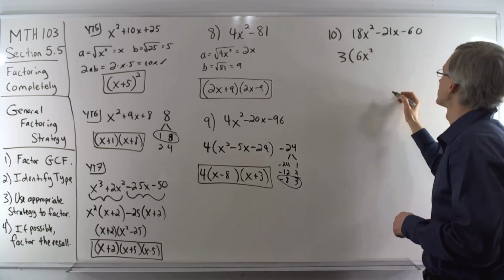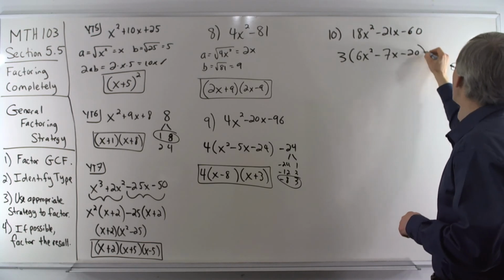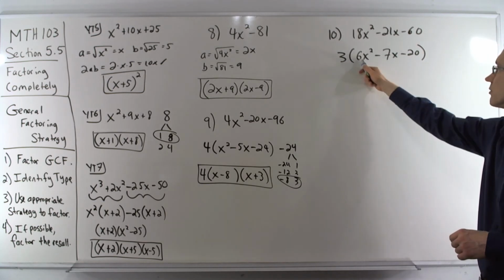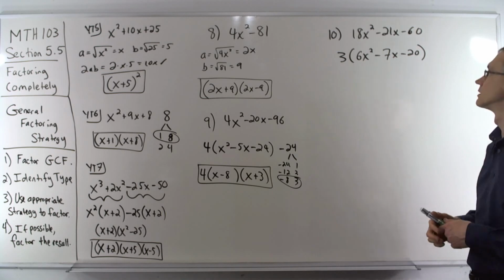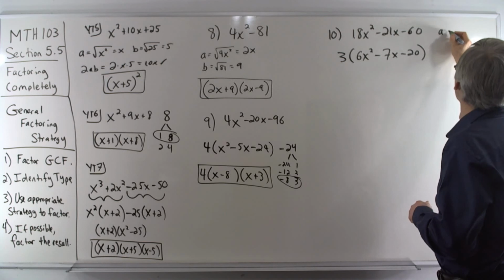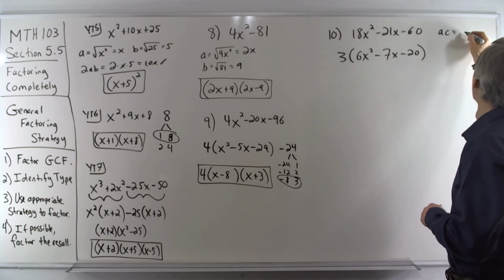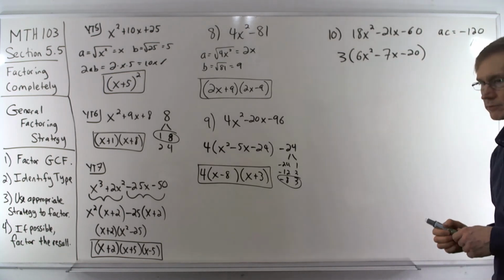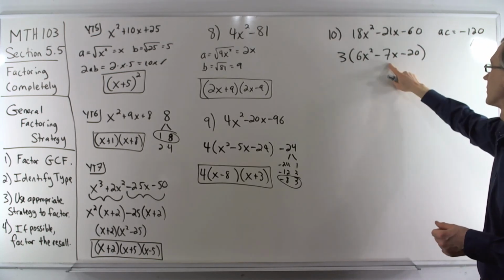So that gives us 6x squared minus 7x minus 20. Now we still have an a does not equal 1 trinomial, but this one will be much easier to work with because we have the smaller numbers. So I'm going to start by multiplying a times c using these values. 6 times negative 20 is negative 120. Now we're going to look at factors of negative 120 that add together to equal negative 7.